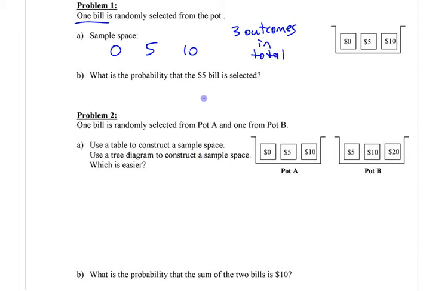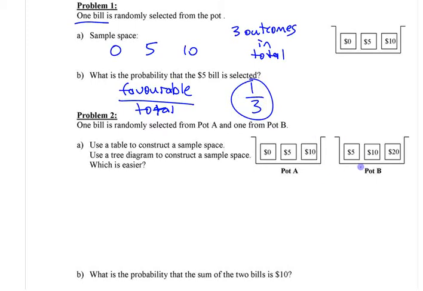And what's the probability that the 5 is selected? This is not trying to insult your intelligence, but just to remind you that the basic probability formula we looked at is favorable over total, right? If the event you're looking for is the 5 is chosen, there's one outcome that's favorable to that, and total is 3. So it's 1 out of 3, right?